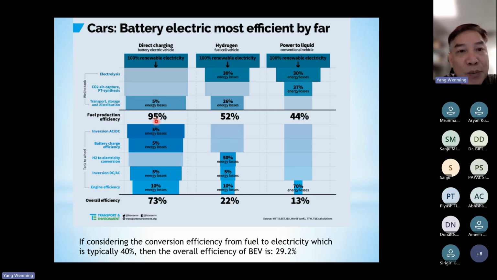Because in this case, I assumed it is 100%, correct? But actually the efficiency of a typical power plant is only 40%, correct? So the overall efficiency will decrease significantly. Even though, of course, it is still higher than fuel cell and higher than the SI engine cost, correct?